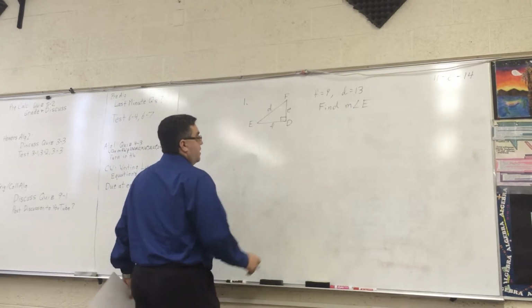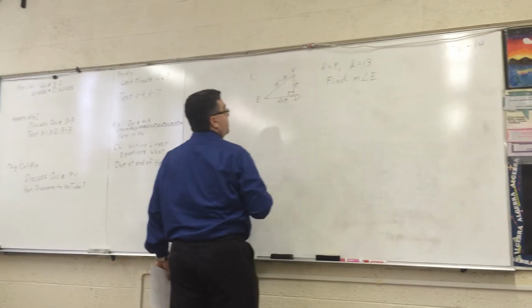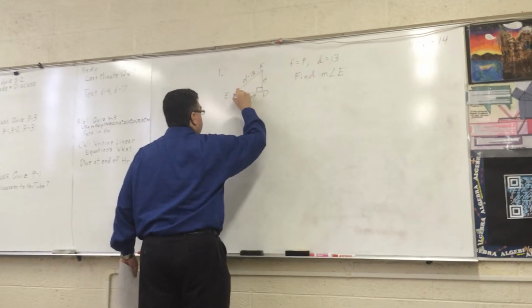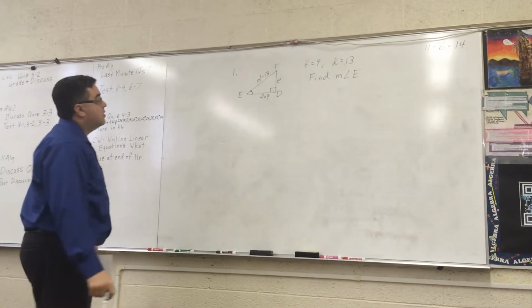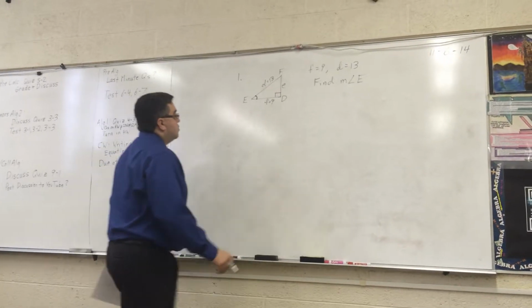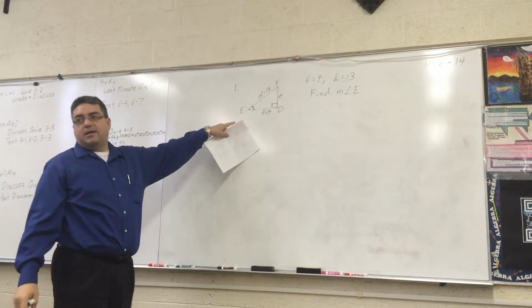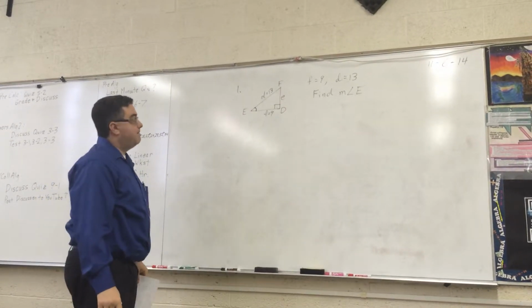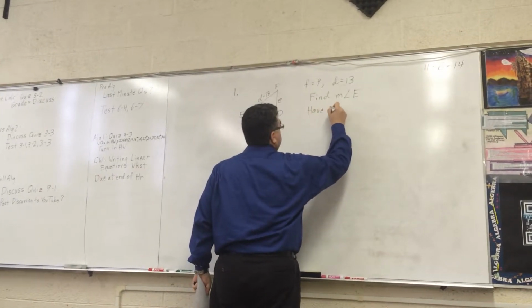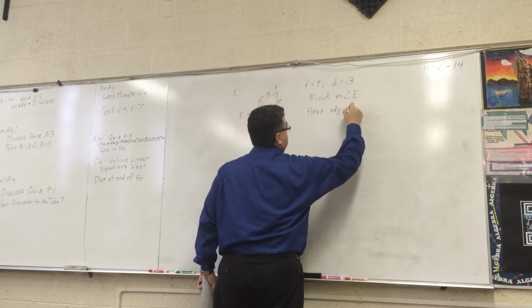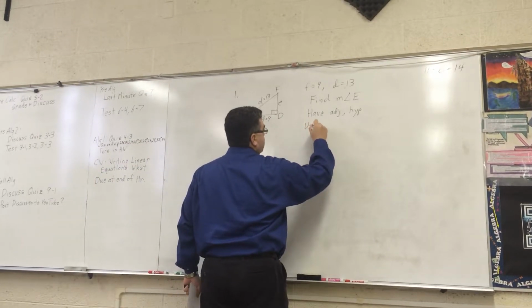So, if I start labeling the stuff that I have, this is 13, this is 9, and I'm looking from angle E. Remember, the angle E reference is important here. So, which sides do I have from this angle? The adjacent and the hypotenuse. I have adjacent and hypotenuse, which means I'll use what trig function?